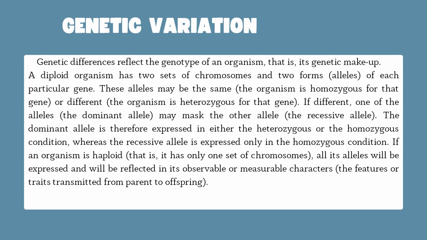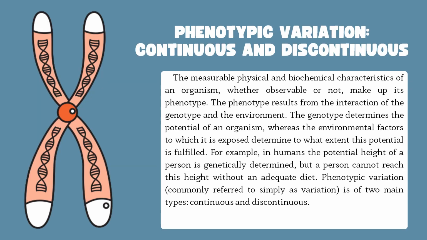The dominant allele is therefore expressed in either the heterozygous or the homozygous condition, whereas the recessive allele is expressed only in the homozygous condition. If an organism is haploid, all its alleles will be expressed and will be reflected in its observable or measurable characters. Phenotypic variation, continuous and discontinuous.